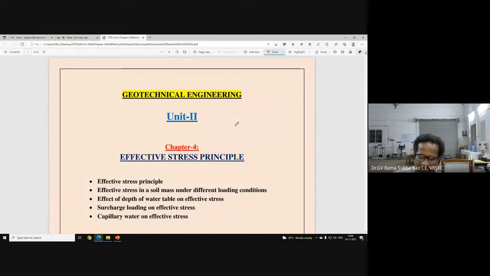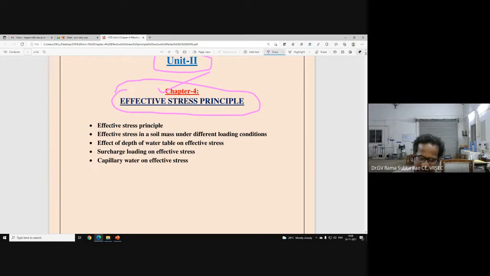We are going to discuss a brand new topic. The topic of today's discussion is the effective stress principle. This is there in our syllabus in the subject geotechnical engineering, in Unit 2, Chapter 4. In the beginning, we are going to discuss the effective stress principle.